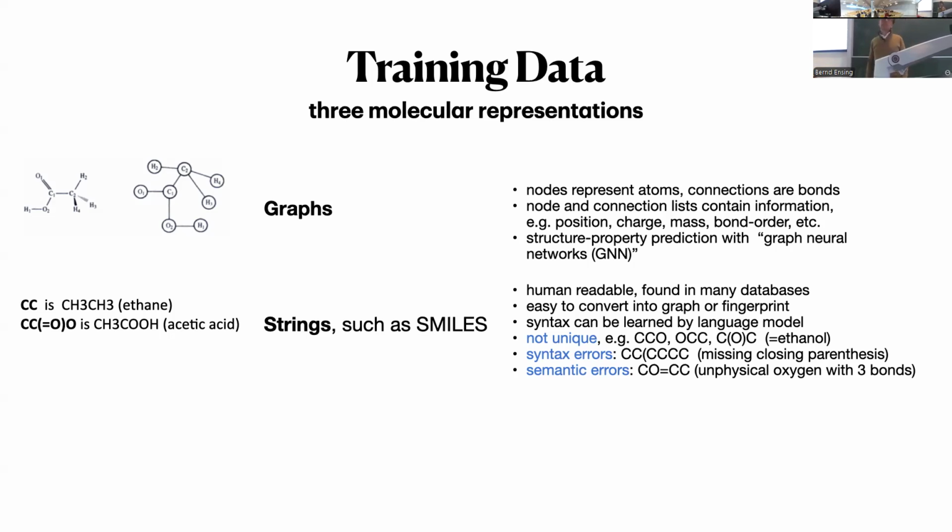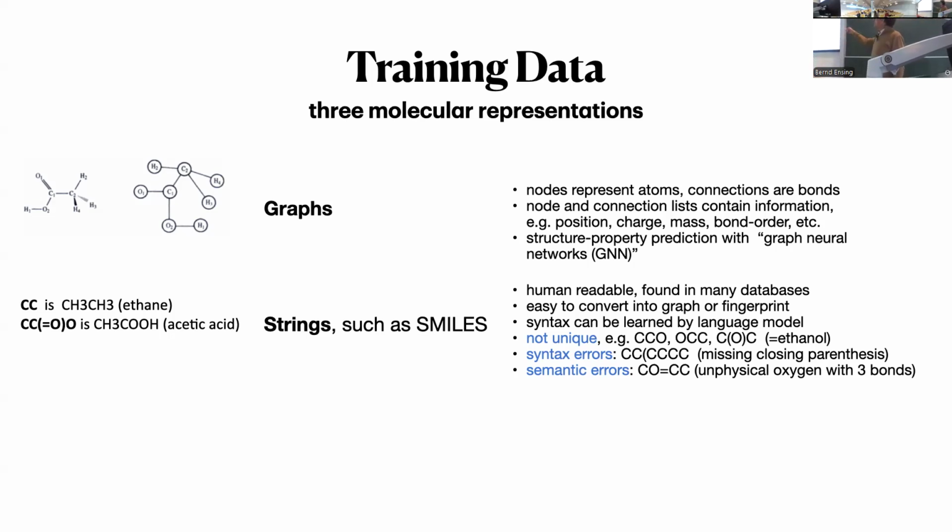There are some disadvantages, so they're not perfect. For example, they're not unique. A molecule can be represented by different SMILES depending on which end of the molecule you start with writing C's and O's, etc. So CCO or OCC is both ethanol, and even this C with an O side group and another C means ethanol. So there's not a one-to-one mapping.